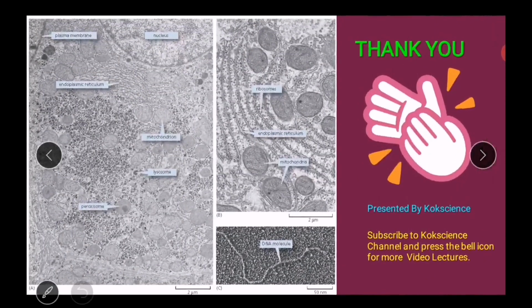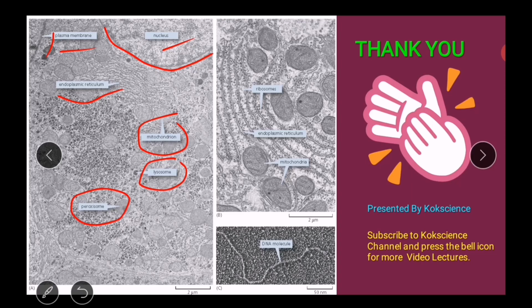And here you can see the nucleus. This is the nucleus, and here the plasma membrane, endoplasmic reticulum, mitochondria, lysosome, peroxisome. All these cell structures, organelles have been labeled here. This is the real image of the cell under the electron microscope.